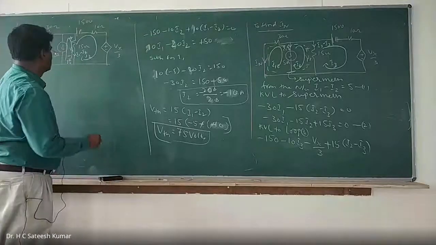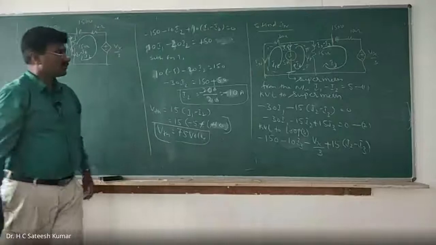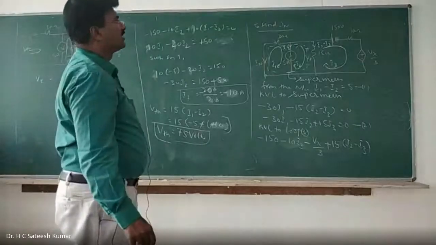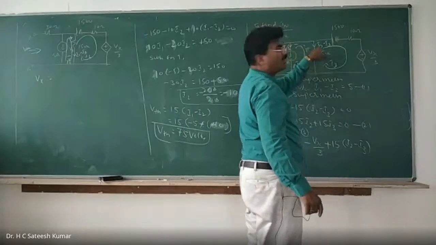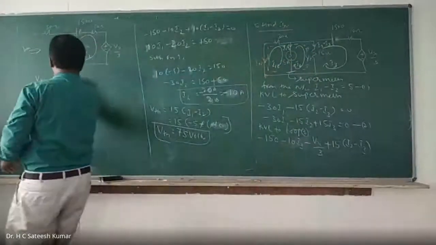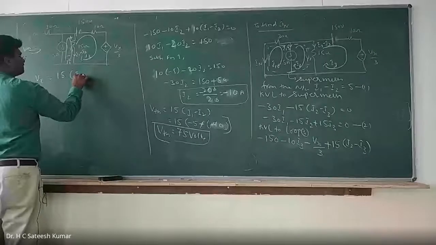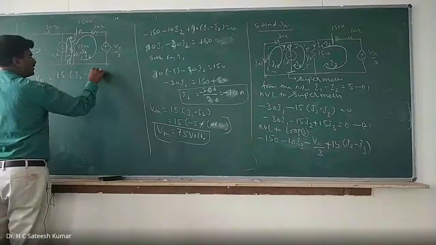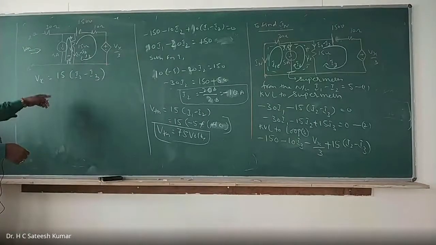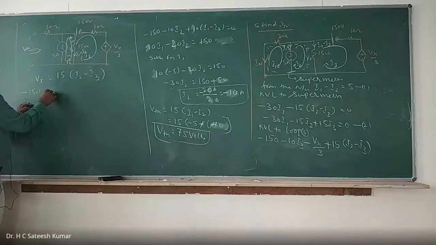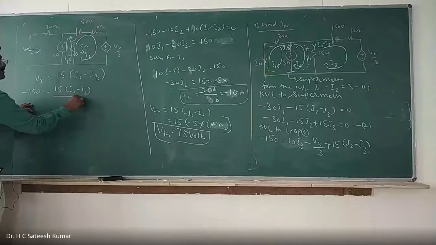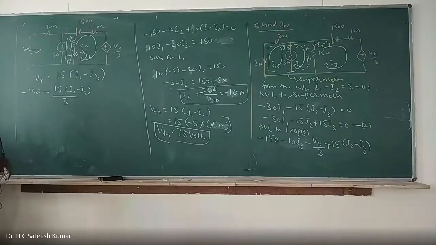Vx is equal to what? This is your Vx. Current is going from higher potential to lower, so Vx is 15 into I2 minus I3. Don't take that earlier one. Now this is a different circuit. 15 into I2 minus I3. Therefore, minus 150, minus 15 into I2 minus I3 divided by 3, plus 15 into I2 minus I3.